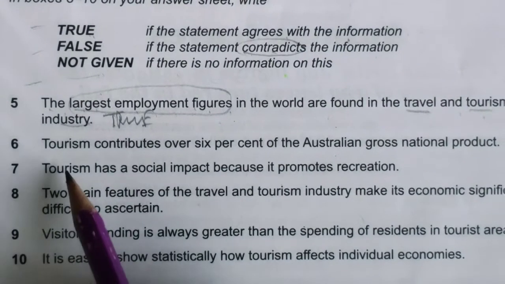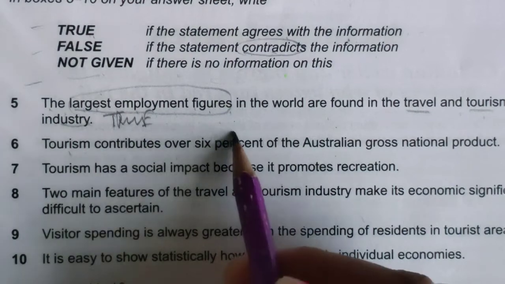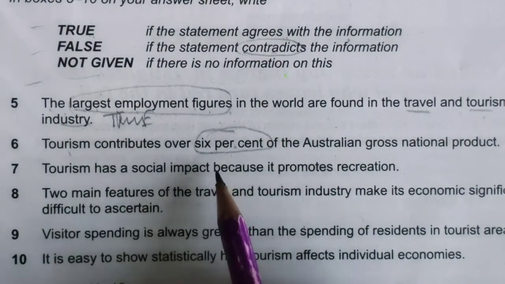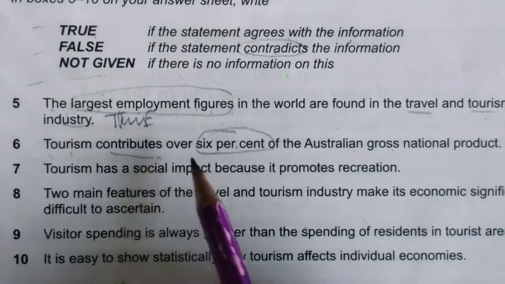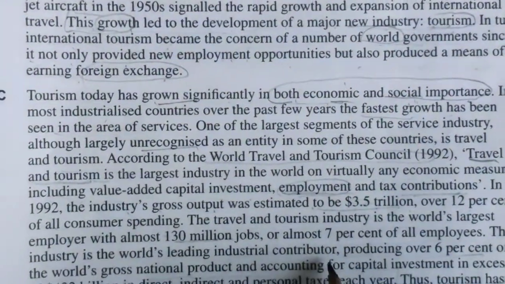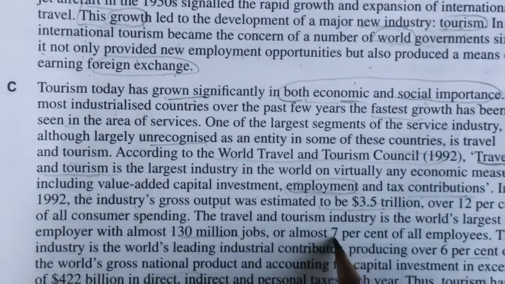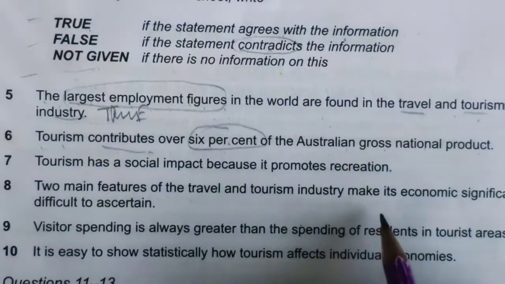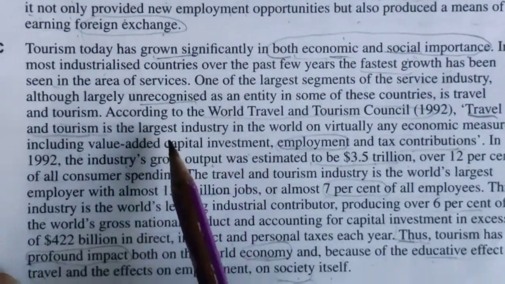Right, so 6th number is tourism contributes over 6% of the Australian gross national product. Now, when there is a figure in the question, of course, it is very easy to find the location of the question. So here in the paragraph, like in D paragraph, it is written 7% of all employees. So we have to find the word Australian also, Australia. So let's read here and there in this paragraph, D paragraph only.